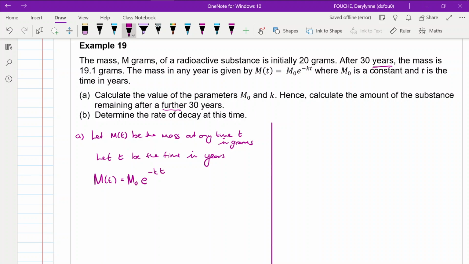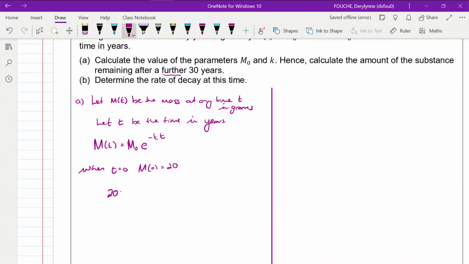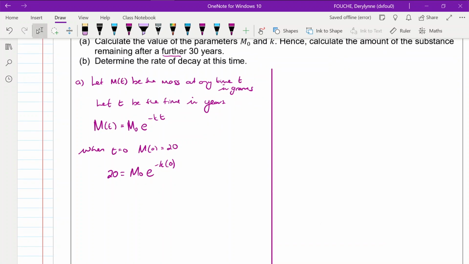Alright, now they've told us that m(t) is equal to m0 e^(-kt), and we need to look at the information that's being given to us in order to find out the values. So they say the mass is initially 20 grams, so that means when t equals 0, m(0) has to be equal to 20. So we can say that 20 is m0 e^(-k times 0), and that becomes e to the 0, and anything to the power of 0 is equal to 1.